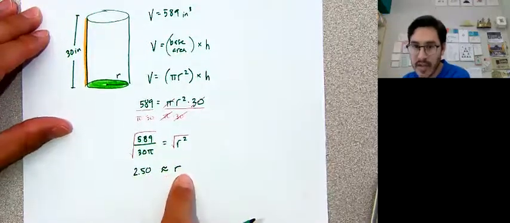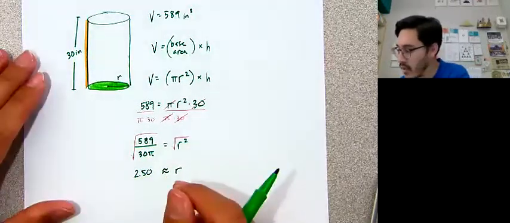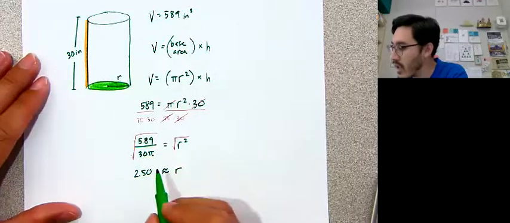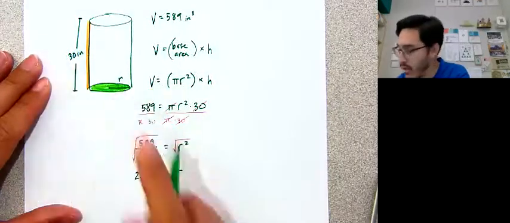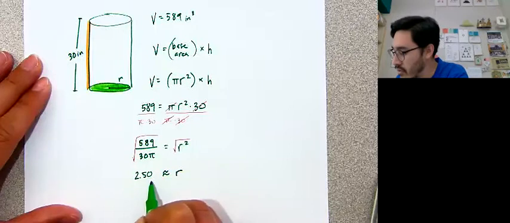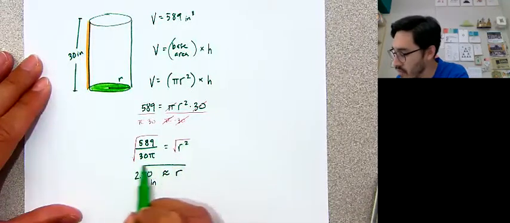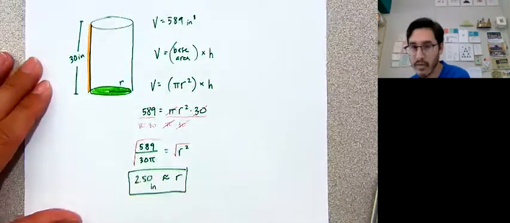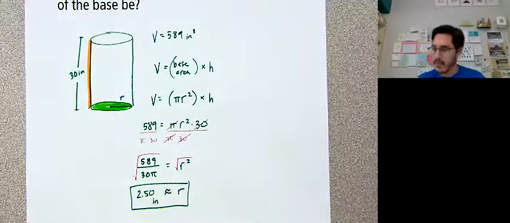Radius is just a linear measurement, and the linear units here are inches, so 2.5 inches is going to be our radius.